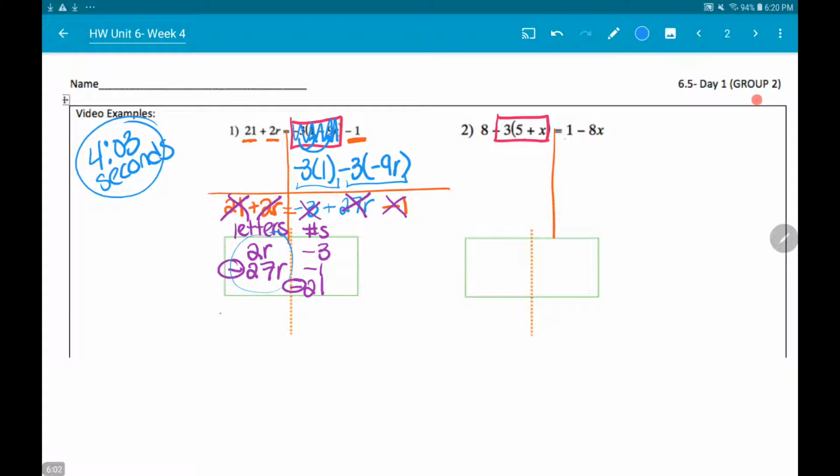-27r plus 2r is -25r. And this side I do the same thing. I solve, and I also get -25. Last step. And I get r equals negative, divided by a negative is a +1.